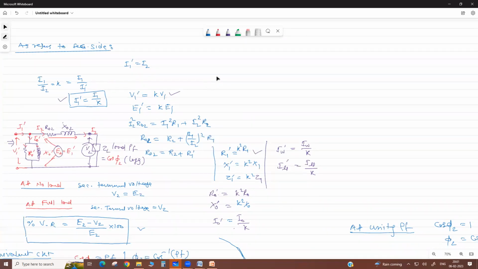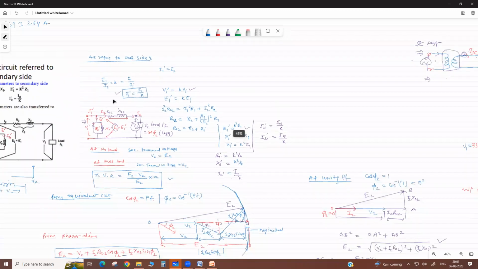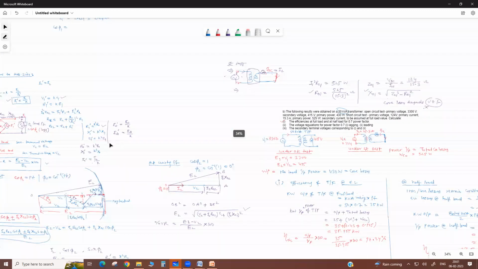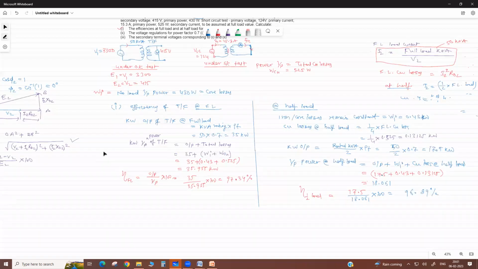Now you can solve this question easily. The second and third parts you can easily find out, or tomorrow we will complete. Got it? Please revise this portion. It is very important. Okay, hello, audible?